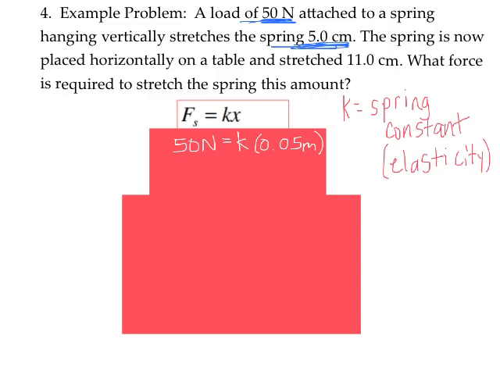We're trying to figure out the spring constant because we're going to need it to know how much force we're going to have to apply to stretch our spring in a different way. So hopefully you were able to find out that our spring constant is 1,000. And when we divided, we had newtons over meters, and newtons over meters is the accepted unit.